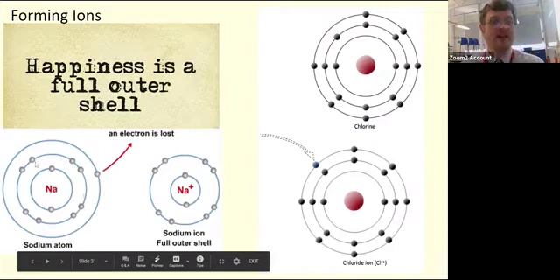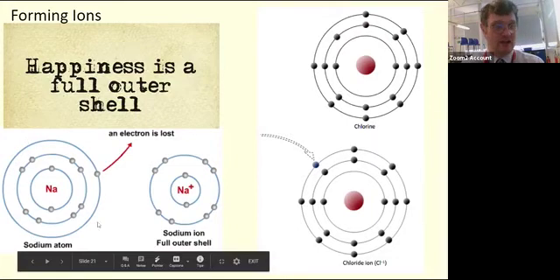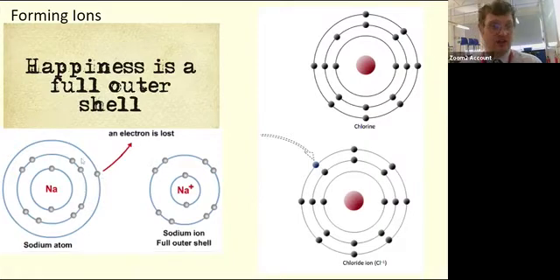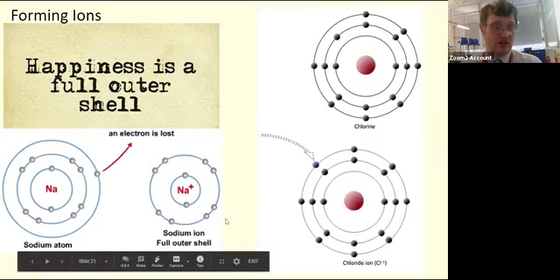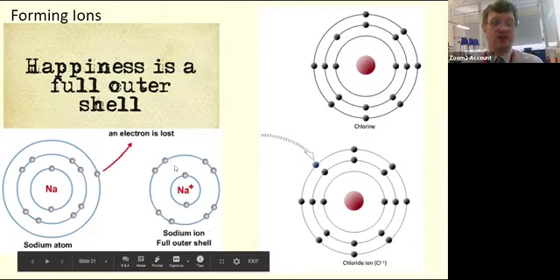The easiest way for sodium to get a full outer shell is, instead of filling up this shell, which would take 7 electrons, where it's got to find 7 electrons from somewhere, the easiest thing for it to do is to lose an electron. When that electron is lost, this shell is now empty, and this second shell becomes the outer shell. And you can see that shell is already full. So losing an electron means that the atom gets a full outer shell, which is what they're trying to do.